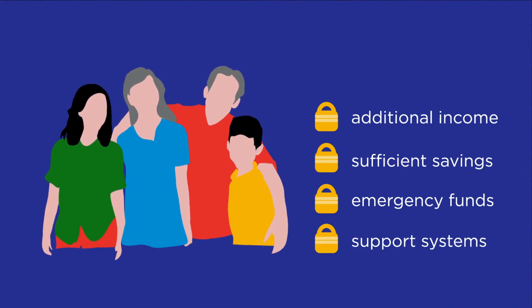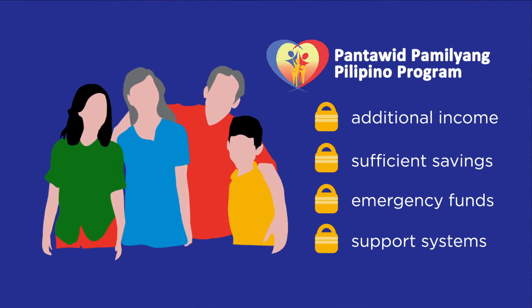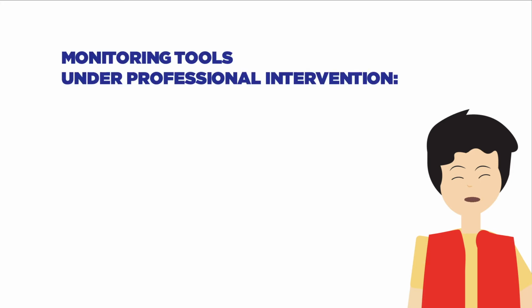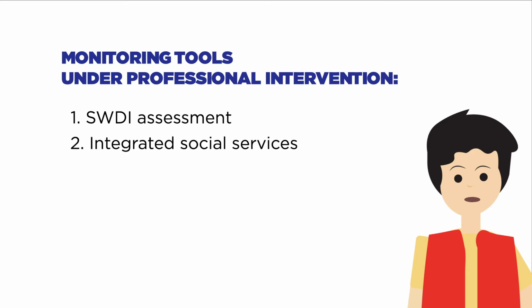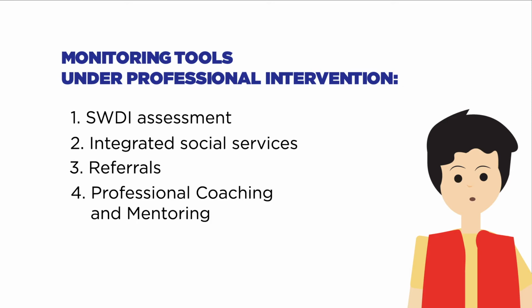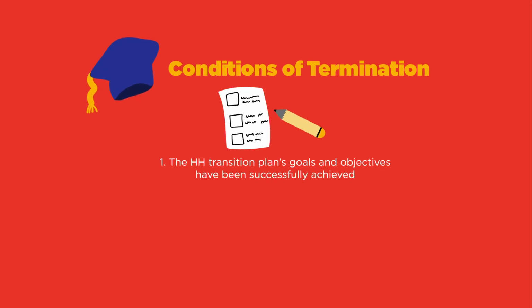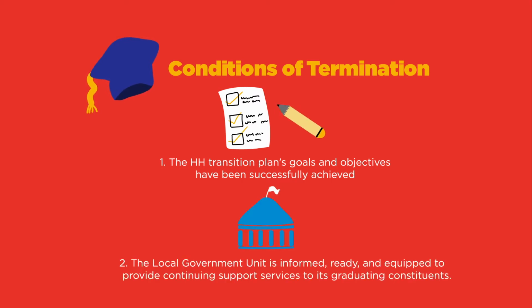Level 3 self-sufficiency families are still in need of services that will allow them to build on the gains they have achieved while in the Pantawid program. Professional intervention includes the use of monitoring tools, namely the re-administration of the SWIDI assessment, as well as delivery of integrated social services, referrals, and professional coaching and mentoring. Other conditions for determination of program membership are as follows. Number 1, the household transition plan's goals and objectives have been successfully achieved. And number 2, the local government unit is informed, ready, and equipped to provide continuing support services to its graduating constituents.